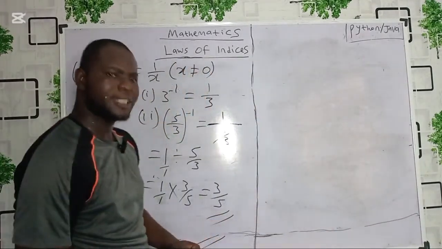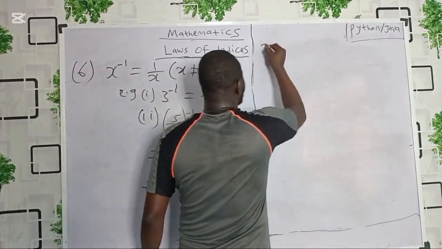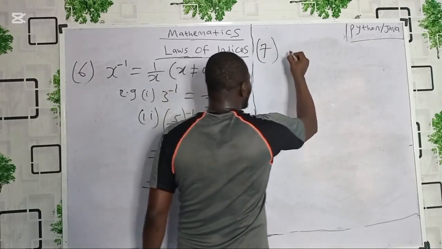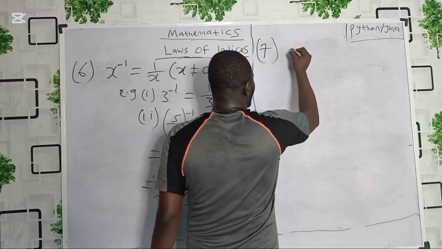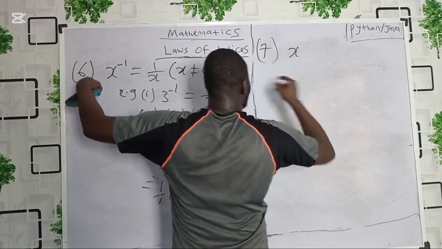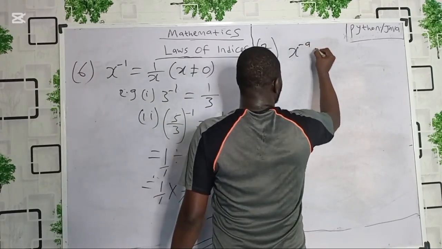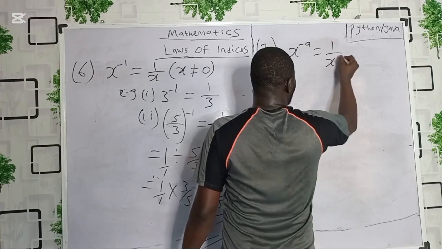Okay. Now for law 7, everybody. Let's say we have x raised to power minus a, just like a general term of law 6. The result will now be 1 all over x raised to power of a.